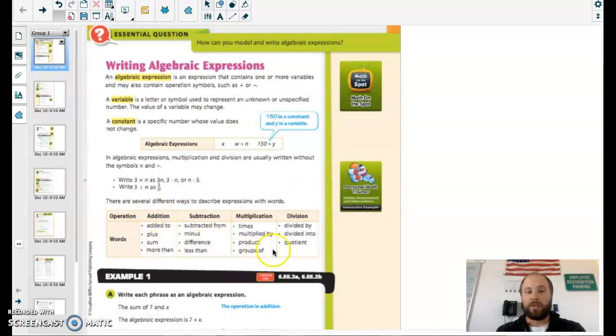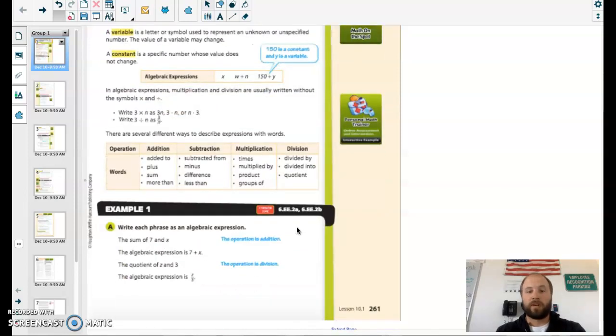These are some great words to look for. I bookmarked this page. When you hear the words added to, plus, sum, or more than, you think addition. When you see subtracted from, minus, difference, or less than, you're thinking subtraction. Times, multiplied by, product, groups of means multiplication, and division is divided by, divided into, or quotient. Okay, so we're going to practice here.